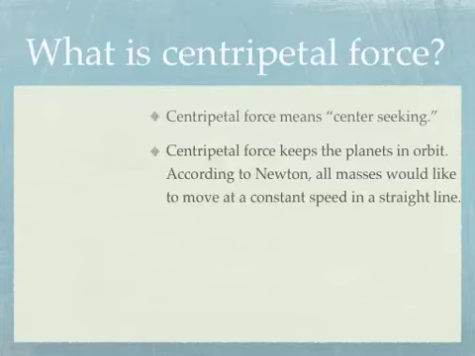According to Newton, the same dude that came up with the universal law of gravitation, he came up with this other idea that all masses would like to move at a constant speed in a straight line. That's this idea of an object in motion stays in motion, or this idea of something called momentum. If you give something a push, it's going to keep moving in a straight line until some other force acts upon it.